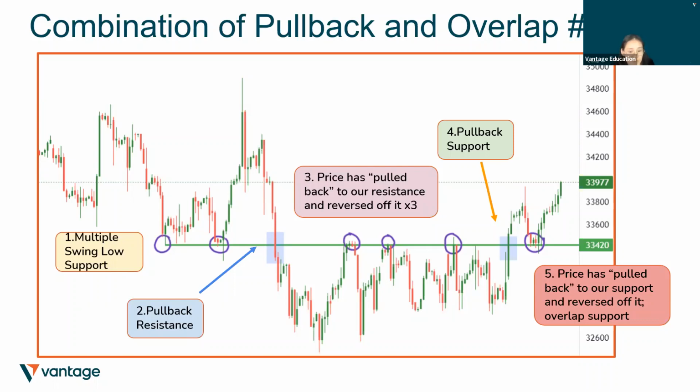Overlap equals support becomes resistance. Actually, that's pullback. So as you can see from this example, let's focus on point number 1. From the multiple swing lows, we know this is a support, right? Because price has bounced off of this area twice. So once price has surpassed this level at the blue highlighted area, it now becomes point number 2, a pullback resistance as opposed to a support.